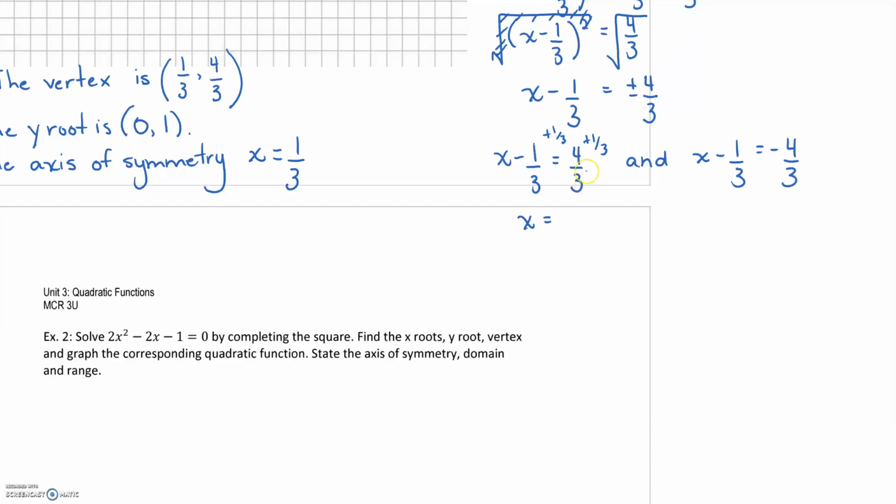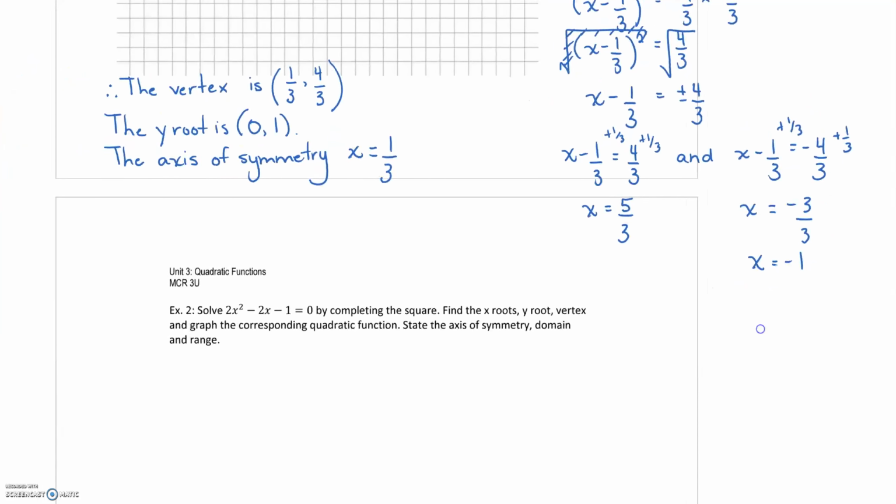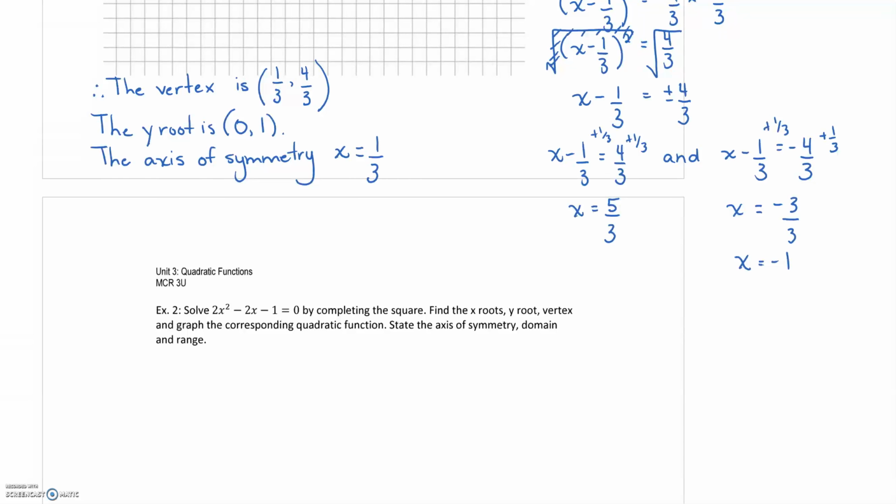So if we add 4 over 3 and 1 over 3, it gives us 5 over 3. And then over here, we're going to do the same thing, but you just have to be careful, because this one's negative 4. So we end up with negative 3 over 3, which simplifies to negative 1. So at this point, those are your roots. Those are the roots that we found by completing the square and using inverse operations.